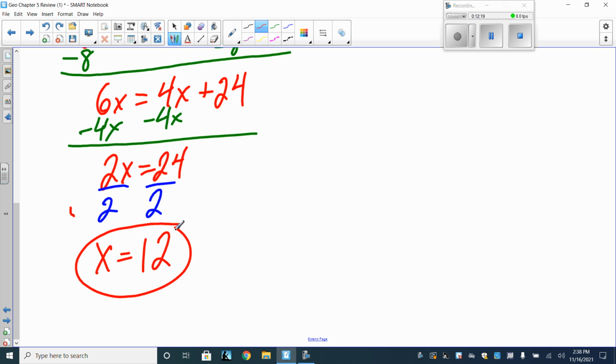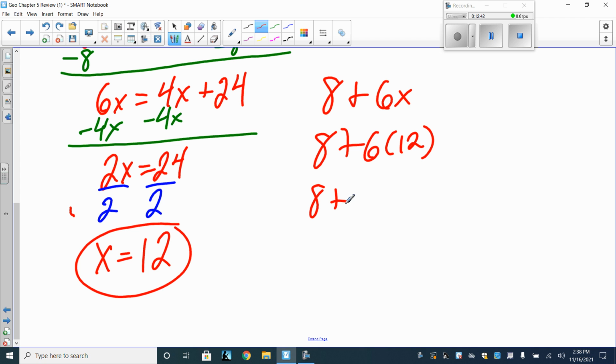80. Well, what did it ask for? Measure of the exterior angle. So the exterior angle is what? 8 plus 6x is what the angle is on the outside. Well, what's the value of x? So we have to plug it back in. Well, 6 times 12 is 72. And 8 plus 72 is 80, which is the measure of the exterior angle.